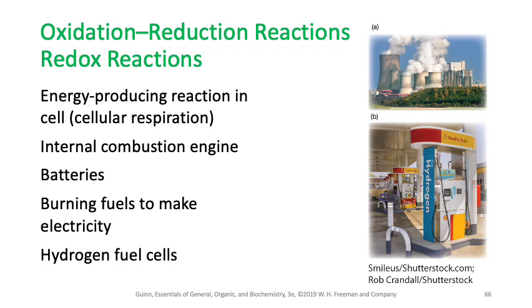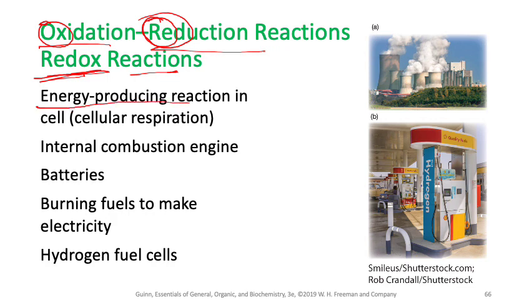So now let's talk about a new type of reaction called an oxidation reduction reaction. We call this oxidation reduction reaction a redox reaction, where Red comes from reduction and OX comes from oxidation. This type of reaction can be used in energy producing reactions in a cell, like cellular respiration, in an internal combustion engine, in batteries, and hydrogen fuel. So we have multiple uses of this redox reaction.